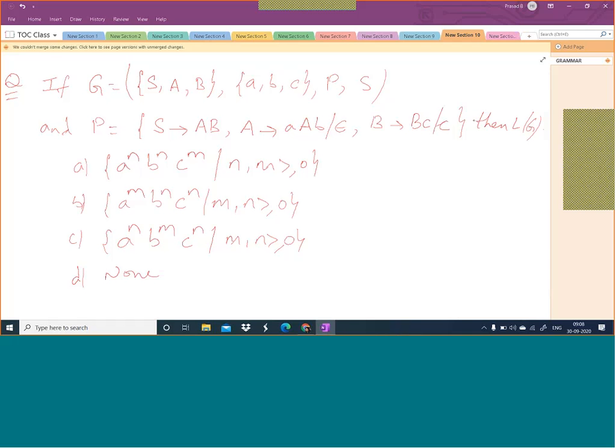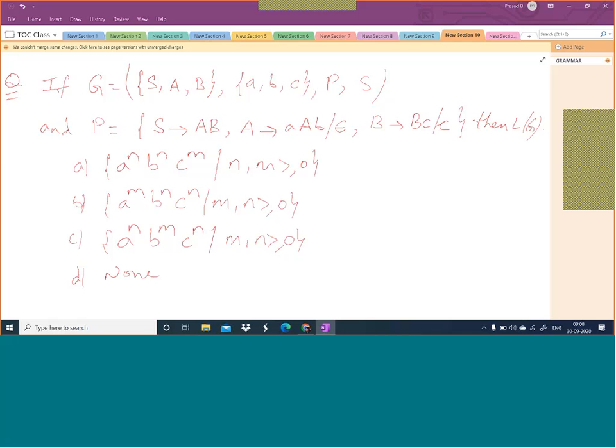Hello, sir. Can a to the power n, b to the power n, and c to the power m, where n is greater than 0 and m is greater than or equal to 2? None is the answer. Then why did you say A?